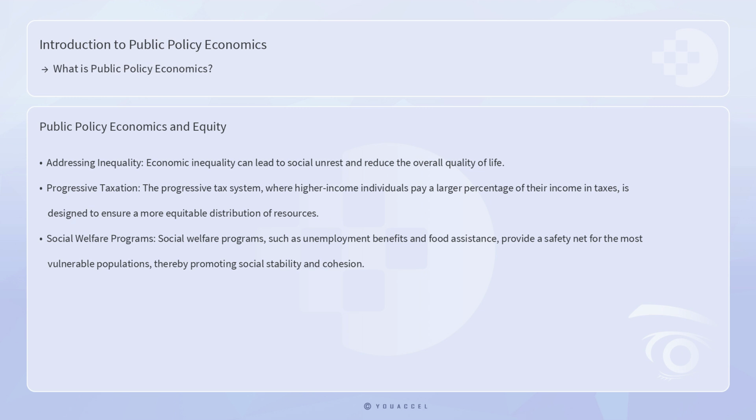The progressive tax system, where higher-income individuals pay a larger percentage of their income in taxes, is designed to ensure a more equitable distribution of resources. Social welfare programs, such as unemployment benefits and food assistance, provide a safety net for the most vulnerable populations, thereby promoting social stability and cohesion.